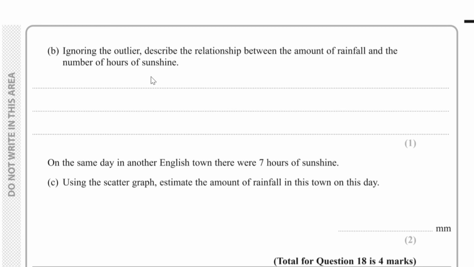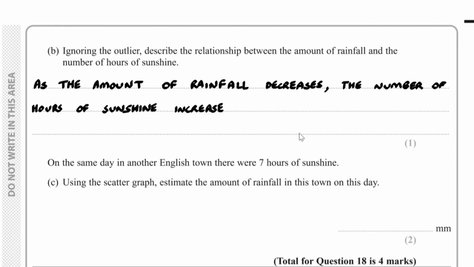For part B of the question, ignoring the outlier, we have to describe the relationship between the amount of rainfall and the number of hours of sunshine. As the amount of rainfall decreases, the number of hours of sunshine increases. On the same day in another English town, there were 7 hours of sunshine, but to use this scatter graph to estimate the amount of rainfall in this town on this day?